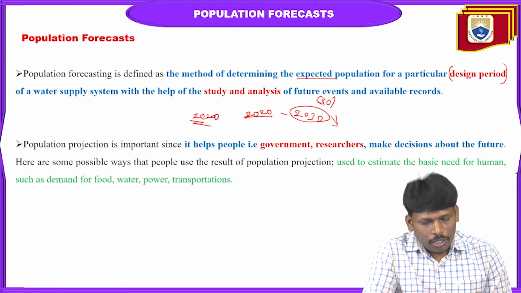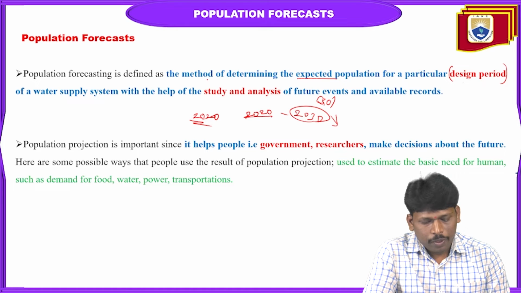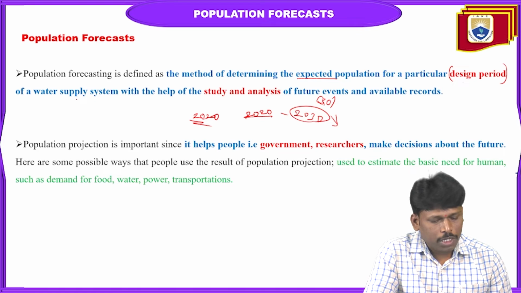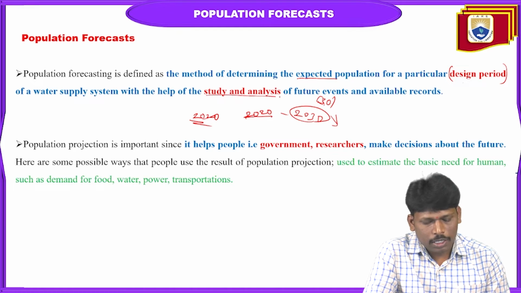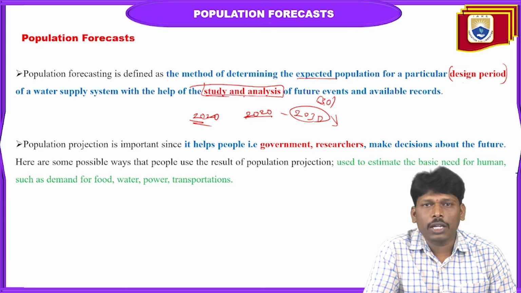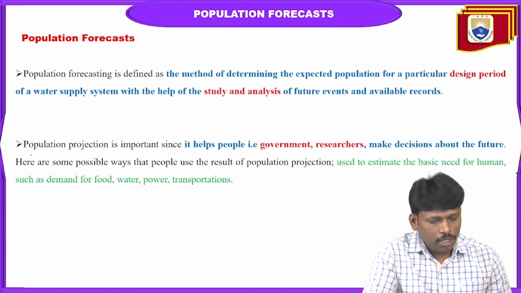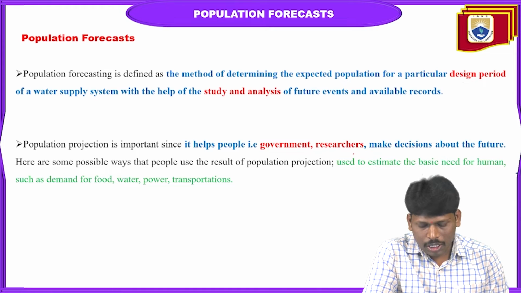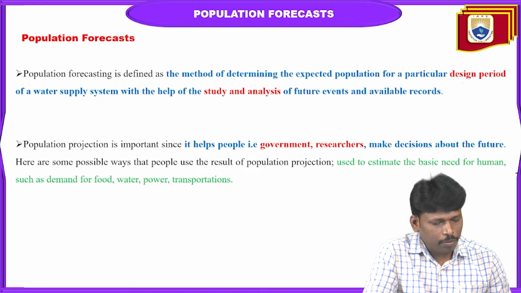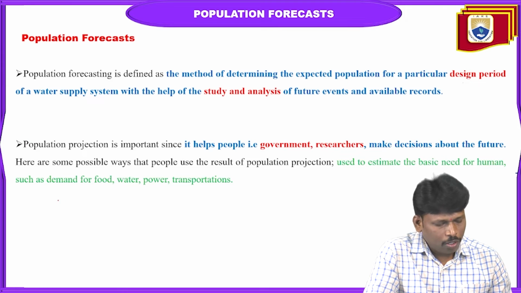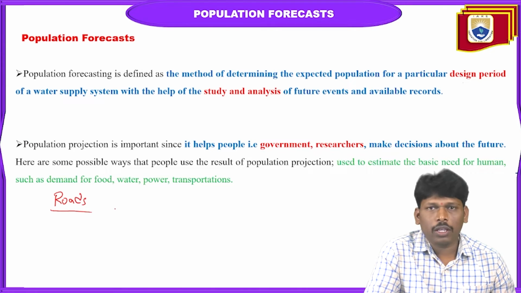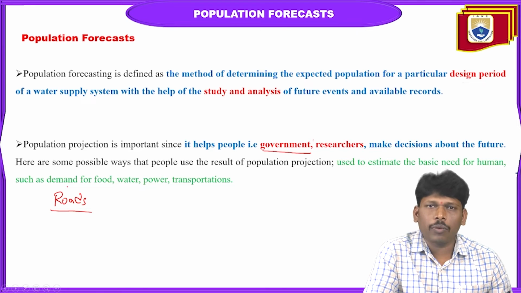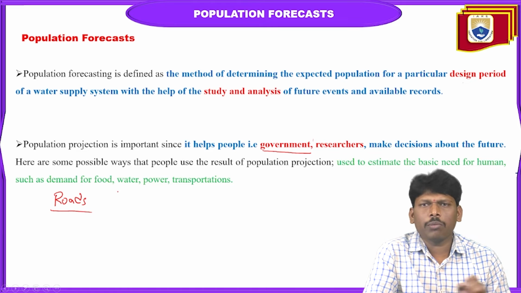So here, the population forecasting method is the method of determining the expected population for a particular design period of a water supply system with the help of study and analysis. This population forecast requires some study as well as analysis. Next, population projection is important since it helps the people, the government and researchers make decisions about the future. For example, if you take roads, how the government constructs roads, changing from 4 lane to 6 lane or 2 lane to 4 lane, depends only upon the expected population.